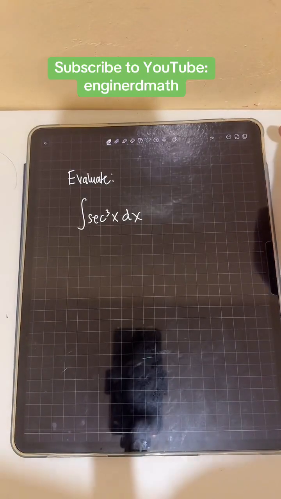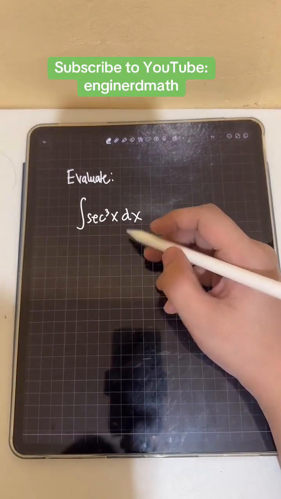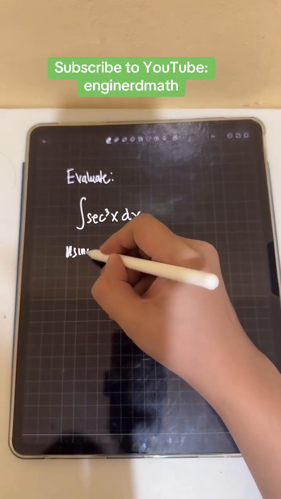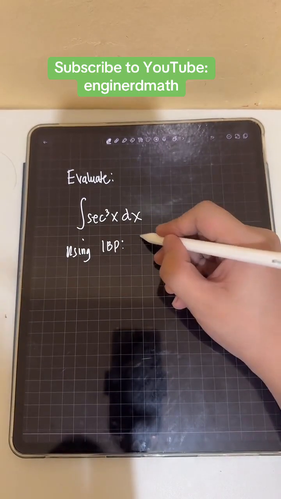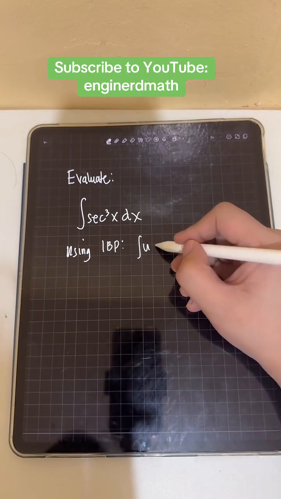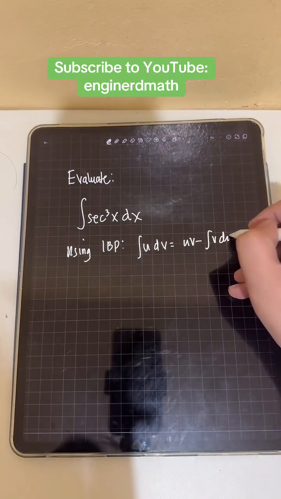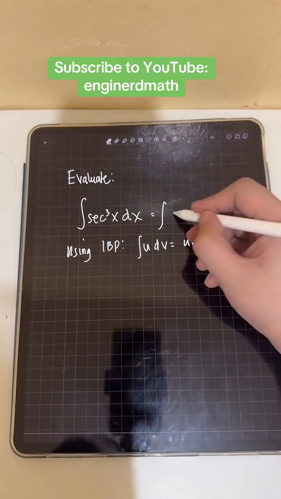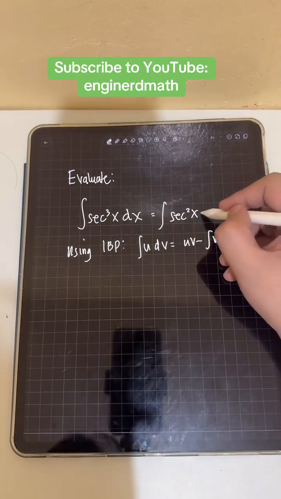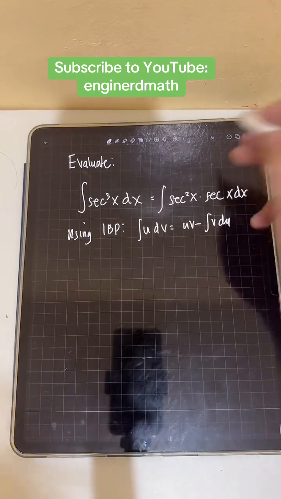Evaluate the integral of secant cube x dx. So we can use integration by parts. Using integration by parts, or IBP for short, the formula for IBP is the integral of u dv is equal to uv minus the integral of v du. But we'll write the integral first as the integral of secant squared x times secant x dx.